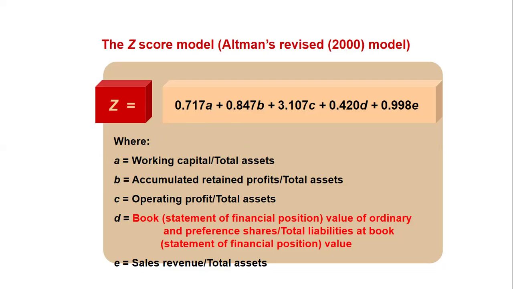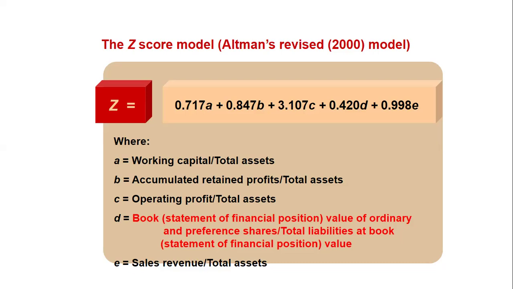So we could use this formula to predict the failure of entities on the Ghana Stock Exchange. And that will likely be one of your assignments for this course, where you would use the Altman Z-score 2000 model to predict whether businesses have failed or not. So let's try our hands.